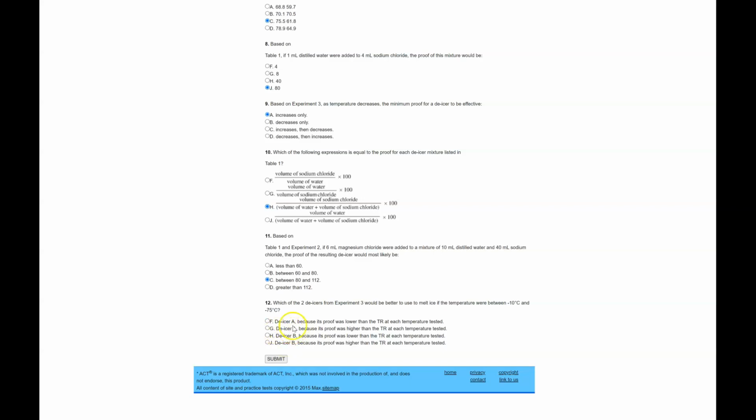and it's going to be eliminating the bottom two choices right away. So if nothing else, you've got F and G. So if you run out of time, you can either pick F or G, but you wouldn't want to pick H or J because you know that those are false answers. Now, on these two, is it going to be deicer A because the proof is lower than the TR, or is it going to be deicer A because the proof is higher than the TR? And because the numbers you want to keep higher, the number with the higher TR the whole time, it's going to be G. And then we're going to look and see how we did.